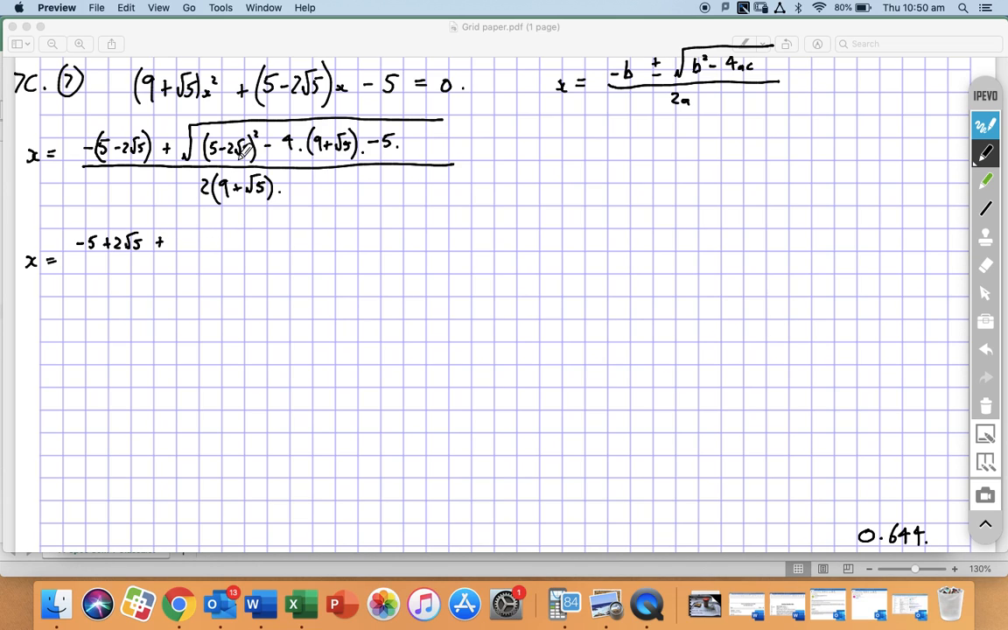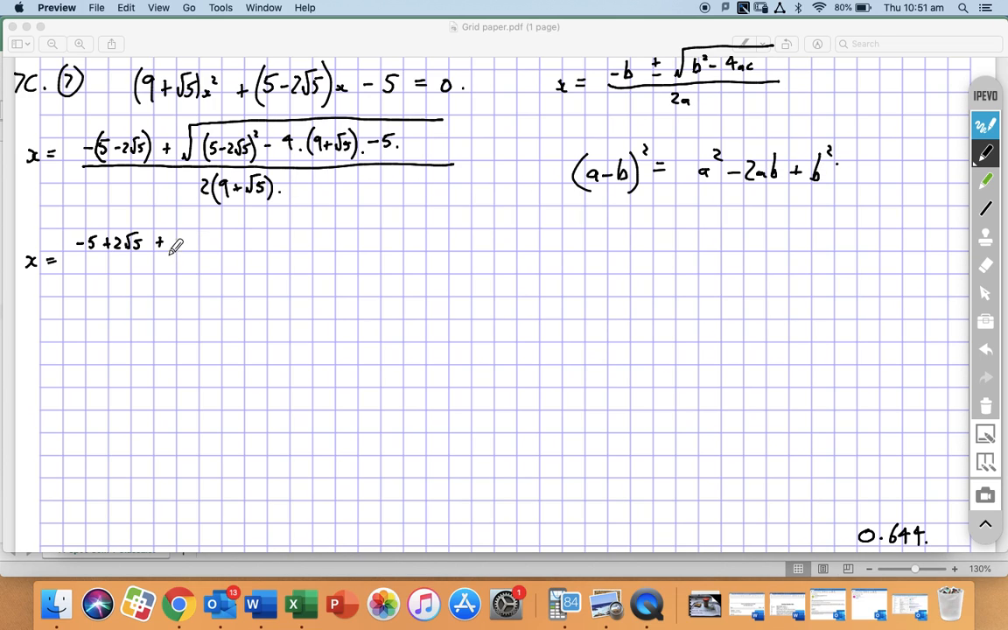So what have we got here? We've got 5 minus 2 root 5. Now if you recall, if you've got an a minus b all squared, that expands out to be a squared minus 2ab plus b squared. So let's try and get there in one step.